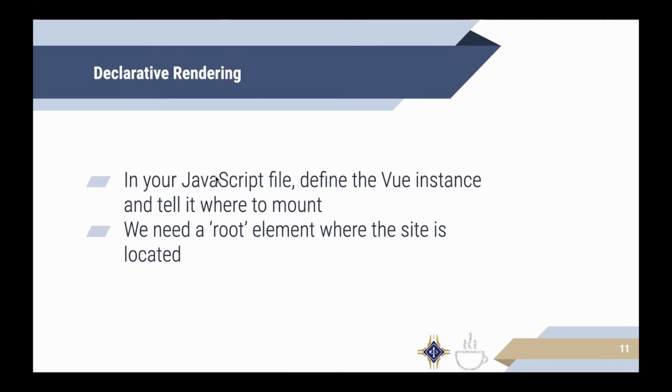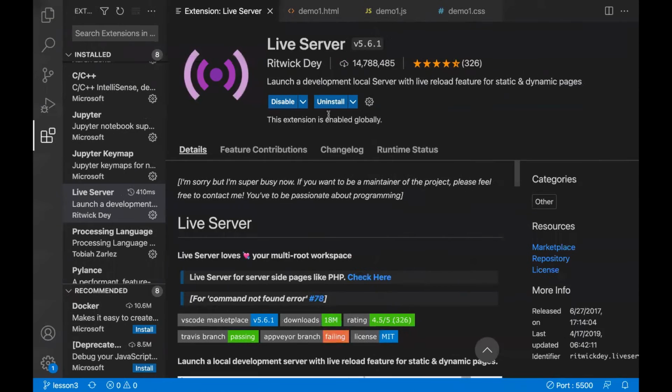Okay, so declarative rendering. Basically, you're going to be telling Vue where to mount within the HTML, because otherwise it won't know, and it doesn't have the scope of the whole file unless you give that to it. So normally you give it a root element with an ID to bind to. Normally the ID will be app, and normally it's a div.